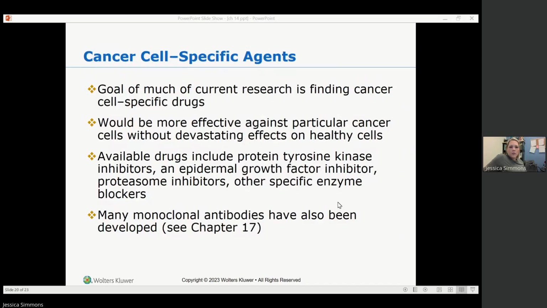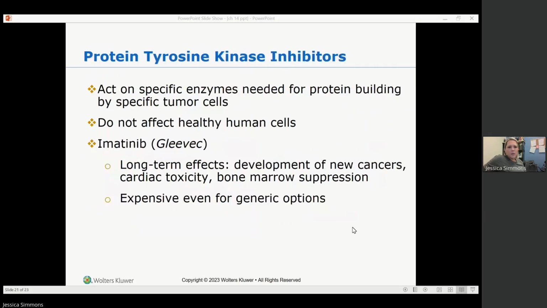Okay, so cancer cell specific agents. The goal of much of current research is finding cancer specific drugs. This would be more effective against particular cancer cells without devastating effects on healthy cells. There are available drugs out there. Many monoclonal antibodies have also been developed, and we're going to talk about those in chapter 17. Long-term effects, though, are important: development of new cancers, bone marrow suppression, cardiac toxicity.